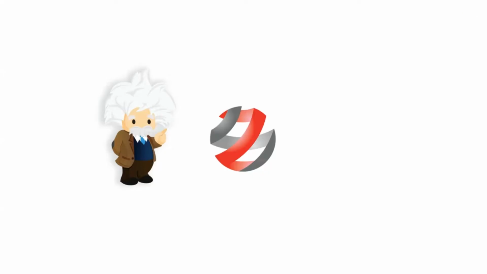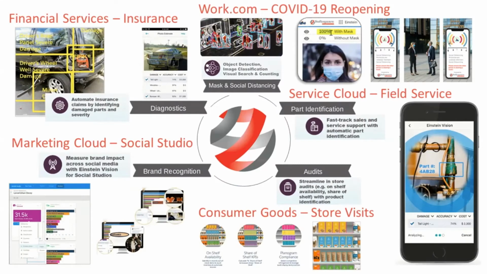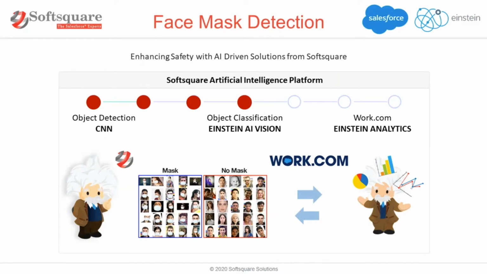Last week, we looked at how Einstein Vision can be used in the following applications: marketing, field services, financial services, retail execution, and consumer goods cloud. Today, our lead Einstein AI Solutions Architect is going to demonstrate how Einstein Vision is used in Salesforce Work.com to detect masks in real time for public health safety.